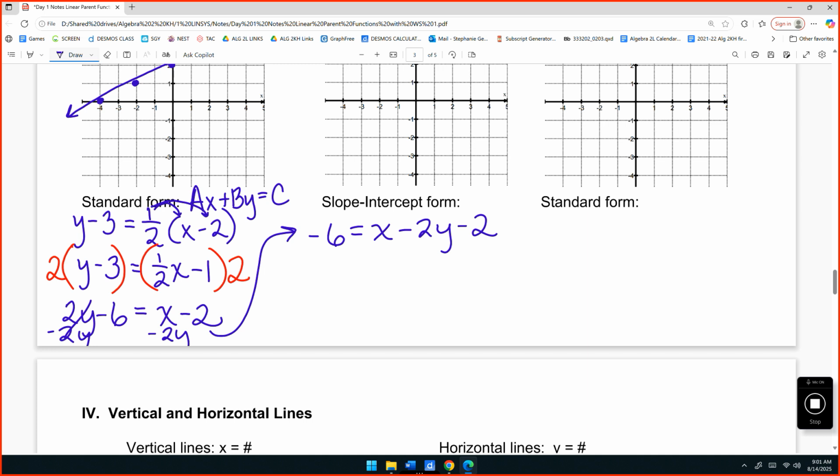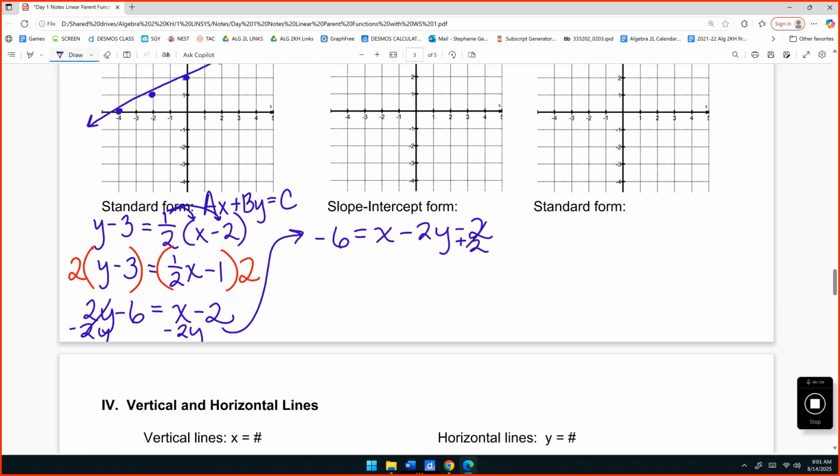Okay, so x and y are living on the same side, but we want all the constants on the other side. So this negative 2, we can move over here, right? We can add 2. Whoops. So negative 6 plus 2 is negative 4.